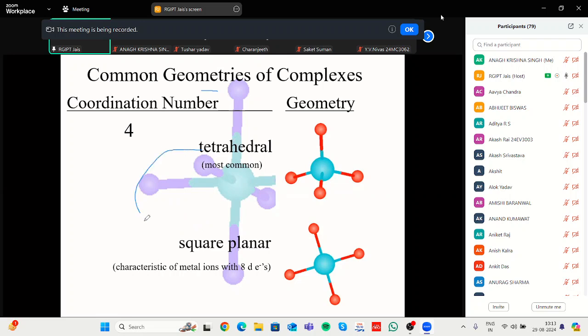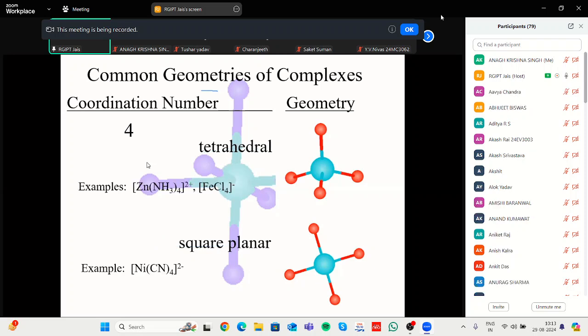That's why the main difference is that both have coordination number 4 but different geometry. In a tetrahedral, it is sp3, but in a square planar, it is dsp2. Next, if we take an example of a tetrahedral, there are different types of complexes. According to Werner's theory, if we take zinc tetraammine or iron tetrachloride, these exist in tetrahedral form. But the nickel complex exists in square planar.